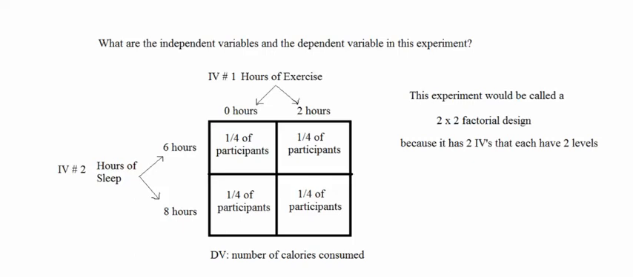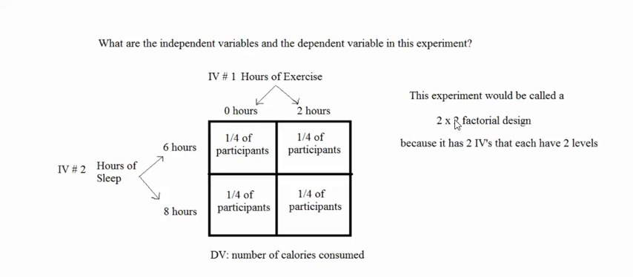And I want to quickly get into the notation of a factorial design. So this would actually be called a 2 by 2 factorial design. And let me explain why. This first number right here is the number of levels of the first independent variable. So in this experiment, the first independent variable is hours of exercise, and it has 2 levels because we have one group exercising 0 hours and another group exercising 2 hours. So it's 2 levels of exercise.